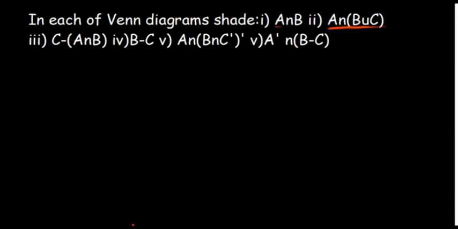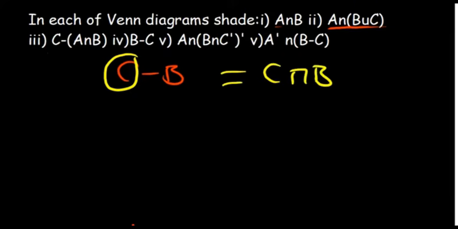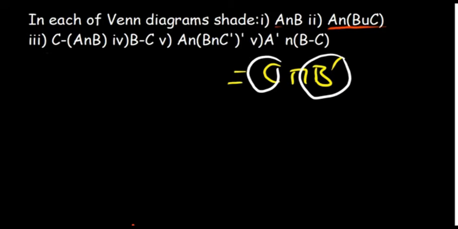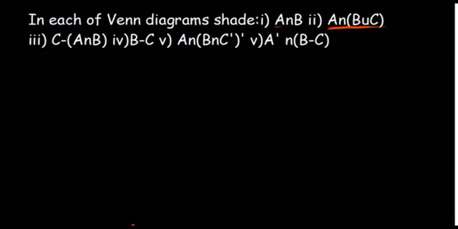So what about if you said C minus B? When they say C minus B, it requires you to shade the region part of C, excluding that which is part of B. Okay, because that is basically C intersection what? B complement, meaning that you're only interested in the region that is part of C and outside your B. Okay, so we are on this one. So we have A intersection B intersection.